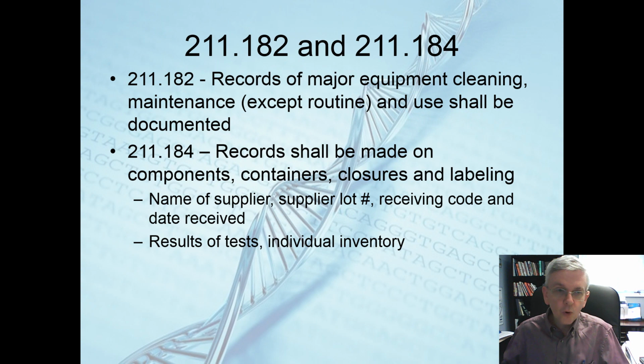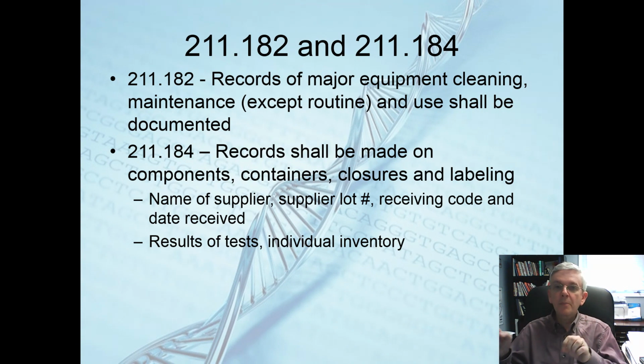182, 184. Here we talk about records of major equipment cleaning and maintenance, except routine maintenance, and use shall be documented. You have to record all these types of things down on a form, a log, whatever it is. Records shall be made on components, containers, closures, labeling, name of the supplier, all this information is laid out here, and results of the test and individual inventory of the batch.